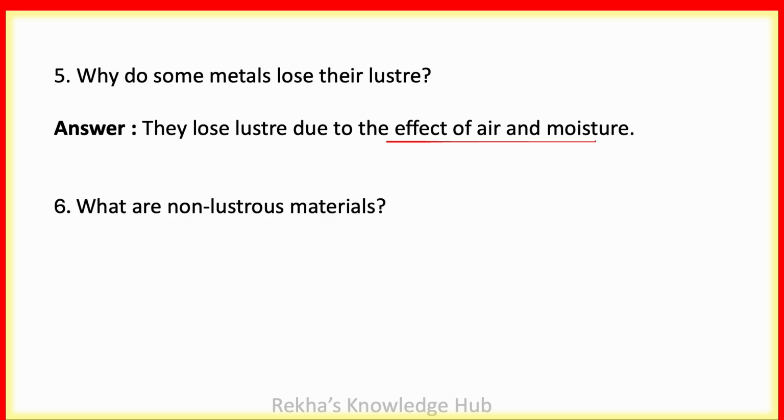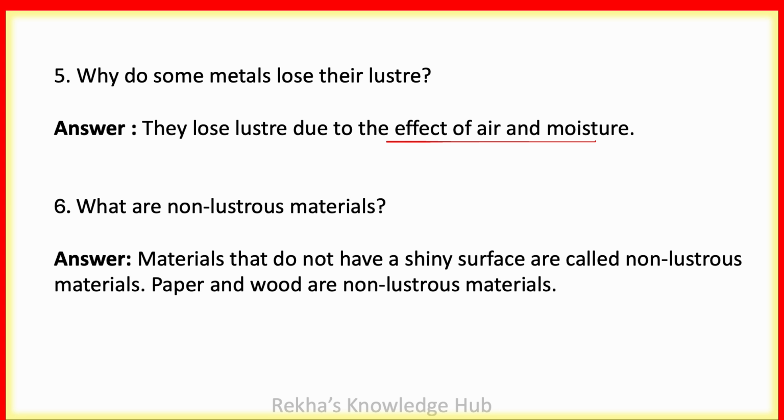Next one, what are non-lustrous materials? Materials that do not have a shiny surface are called non-lustrous materials. Paper and wood are non-lustrous materials. So, materials that do not have a shiny surface are called non-lustrous materials. For example, paper, wood, etc.